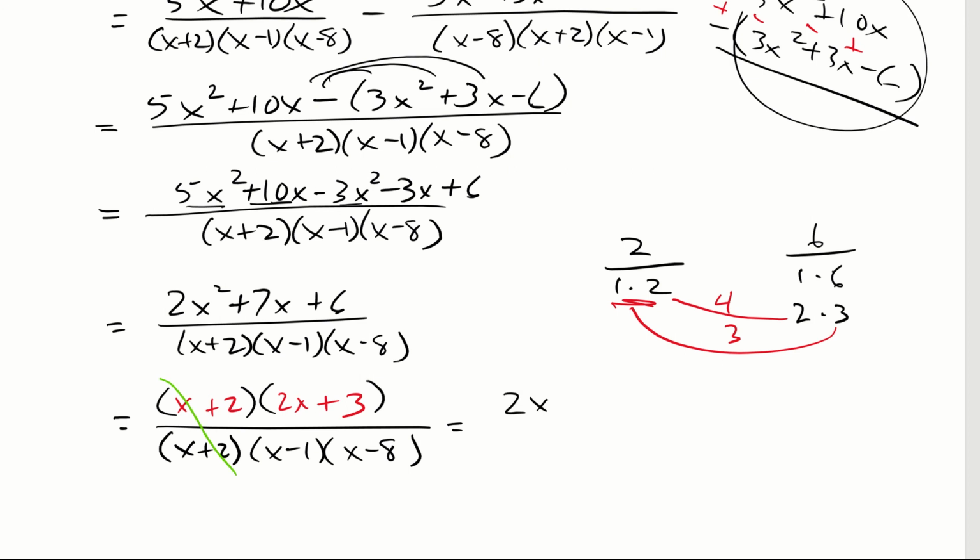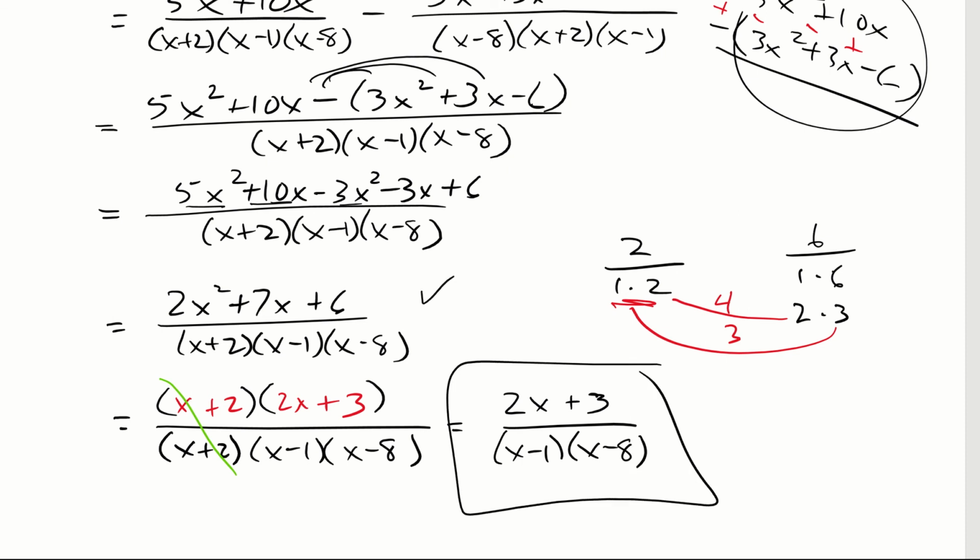Watch. The answer, simplified, is 2x plus 3 all over these two guys, x minus 1 and x minus 8. That's the answer. This is no longer the answer. If you don't simplify it, you don't get full credit. Aw, but that's what we want. Wow, that's a great problem. And you can pause and rewind and all that, but I think this video is done.